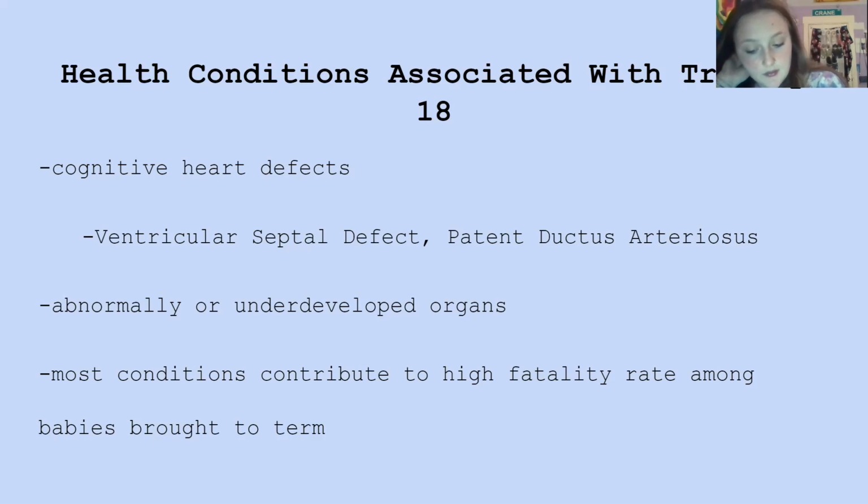Patent ductus arteriosus is less common than VSD, but still prevalent in the correlation between trisomy 18 and congenital heart defects. It's where the ductus arteriosus, which is part of the heart, doesn't close, and it allows oxygenated blood to pass into the wrong chamber, leading back to the lungs. This condition can also be treated with surgery and certain medications to close the pathway, but it still poses a threat to the life of the child. These conditions are more life-threatening than some of the physical and mental disabilities that the children are born with.